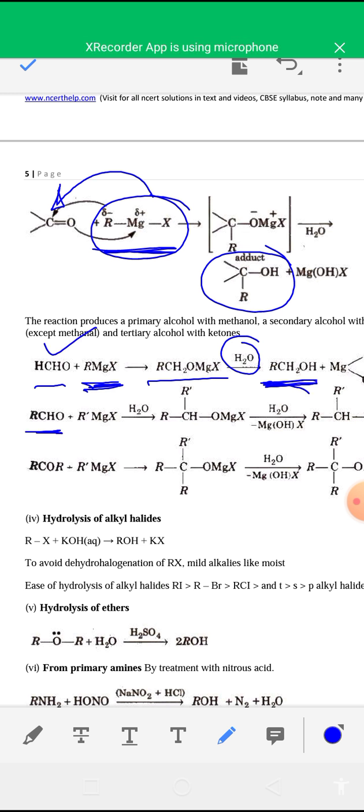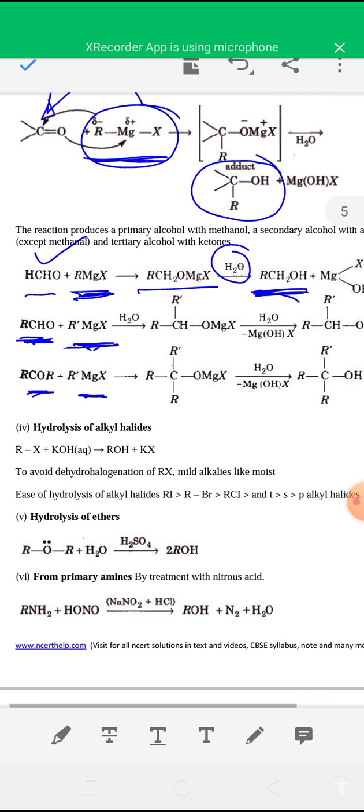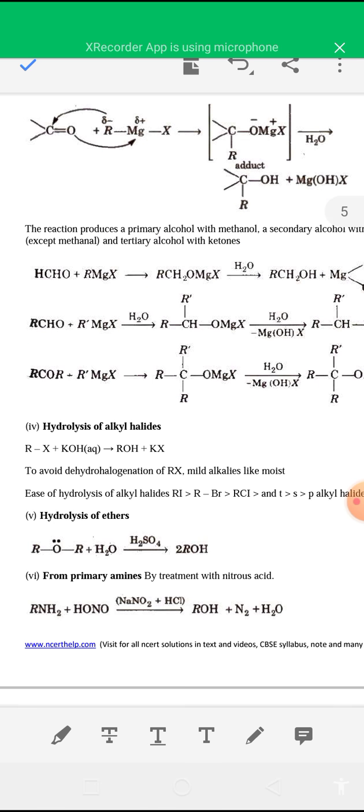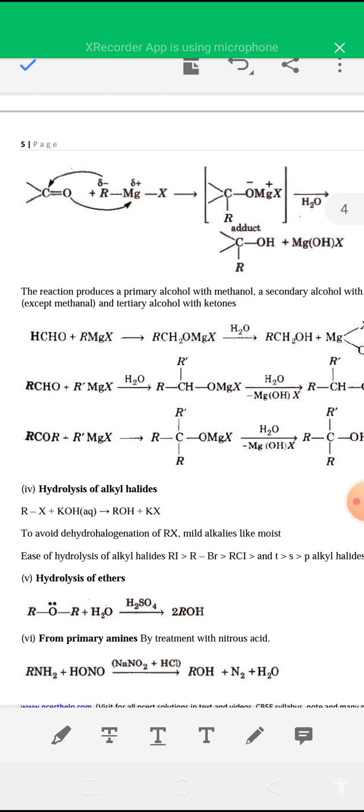So if formaldehyde reacts with Grignard reagent, then you will get a primary alcohol. If another aldehyde reacts with Grignard reagent, then you will get a secondary alcohol, and if a ketone reacts with Grignard reagent, then you will get a tertiary alcohol. So these are general methods of preparation of primary, secondary and tertiary alcohols from carbonyl compounds using Grignard reagent.